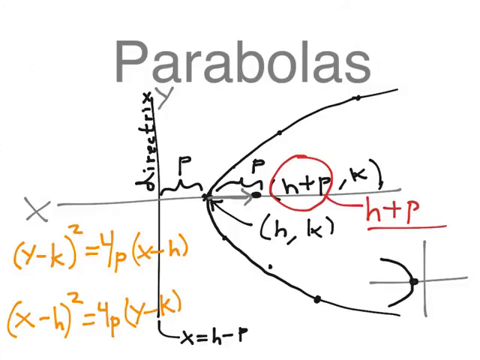In that case, this is my vertex, and my focus is going to be over here. That means X is going to decrease. I'm taking something away from it. P is negative in that case.